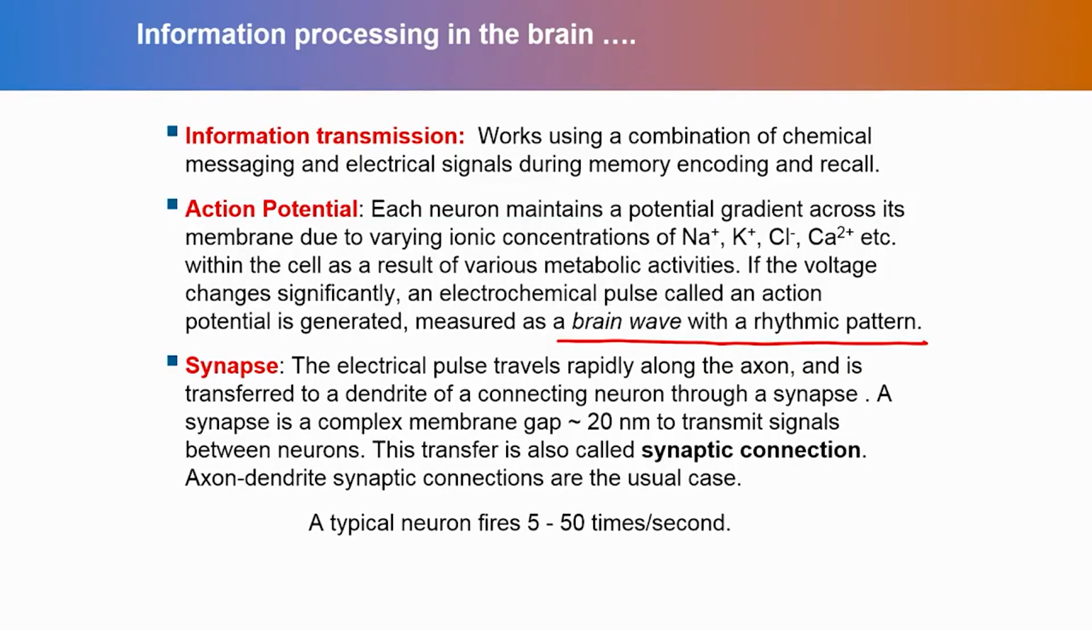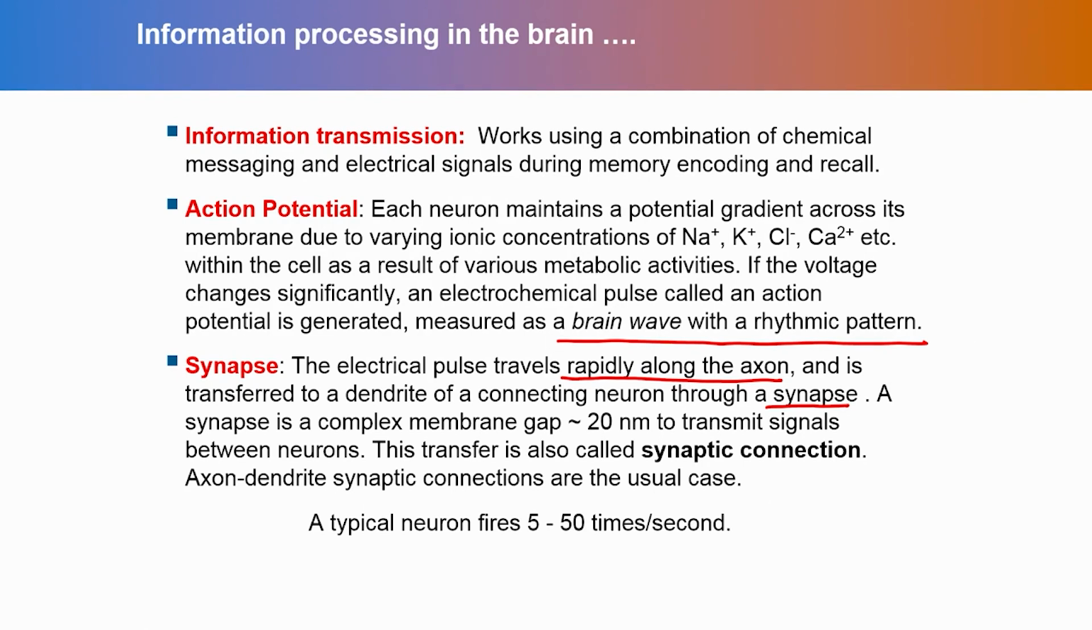The next term is synapse. The electrical pulse travels rapidly along the axon, and I mentioned to you that this axon is like a transmission line, and this electrical pulse is transferred to a dendrite of a connecting neuron through what we call a synapse. A synapse is a complex membrane gap which is about 20 nanometers, and this is used to transmit signals between neurons.